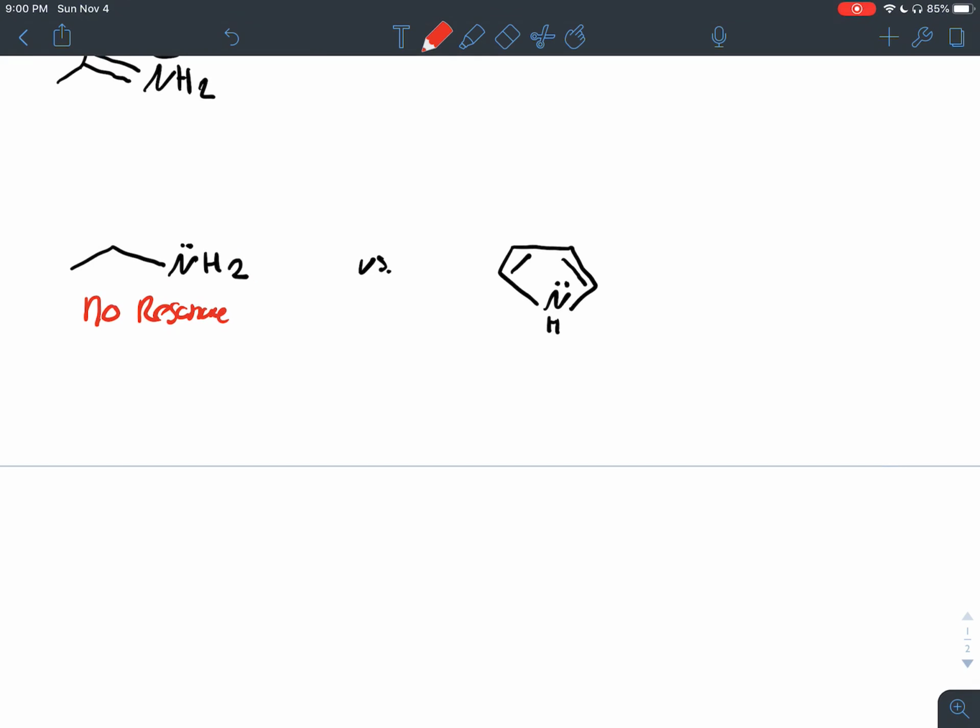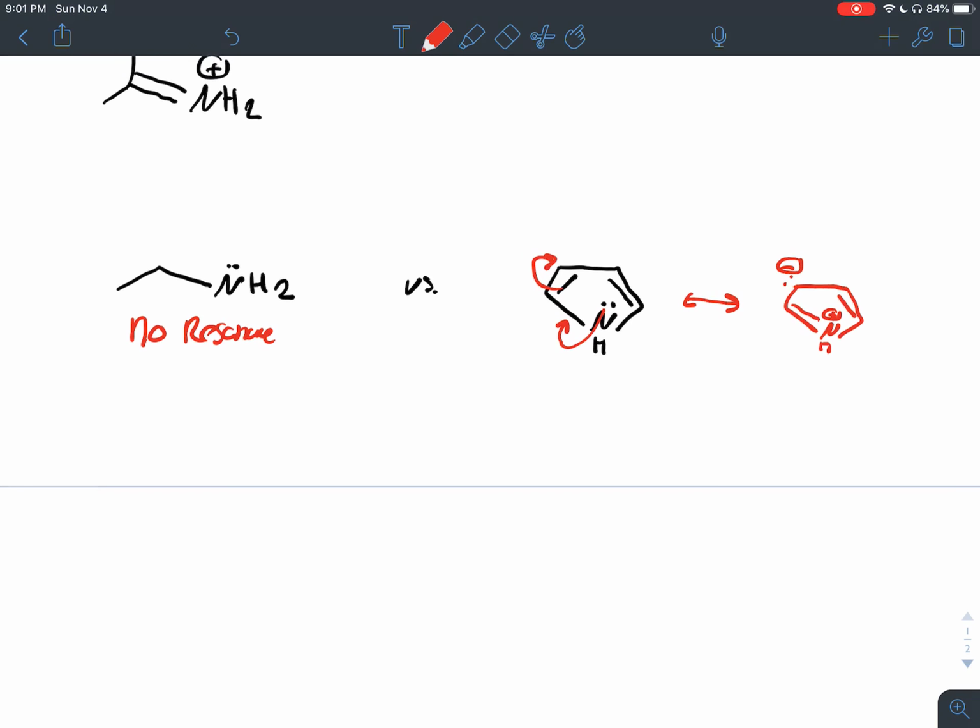Here I noticed something. These lone pairs can do resonance, right? And actually this molecule is aromatic, if it follows Huckel's rule, and these electrons are free flowing inside the ring. If you look here, these lone pairs are involved in resonance. So this one is a stronger base.